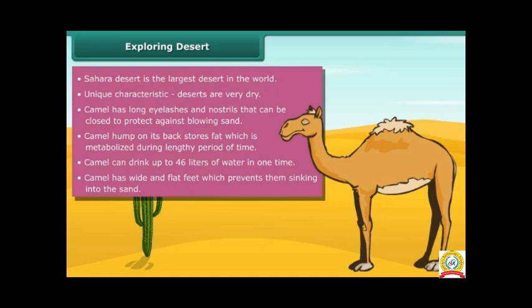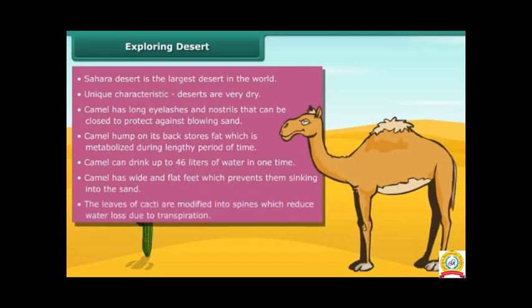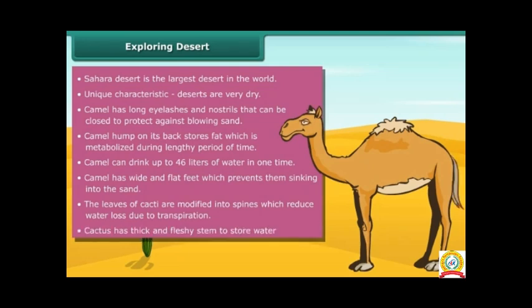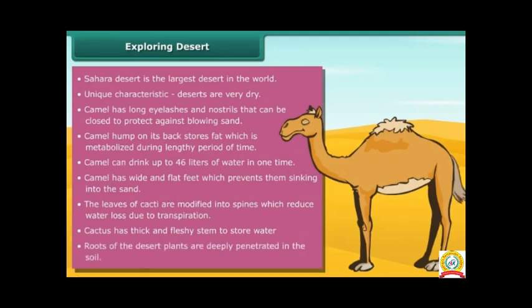Similarly, plants like cacti also show various adaptations to survive in a dry and hot environment. The leaves of cacti are modified into spines, which reduce water loss due to transpiration. Cactus has a thick and fleshy stem to store water. Roots of the desert plants deeply penetrate the soil to absorb water.